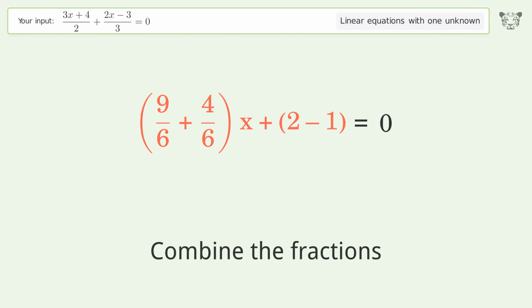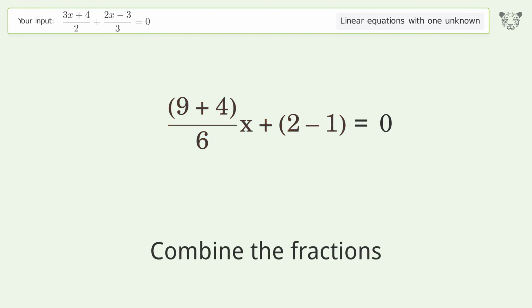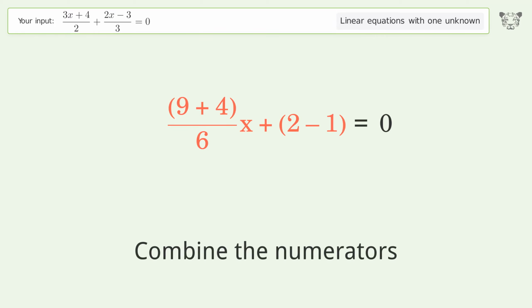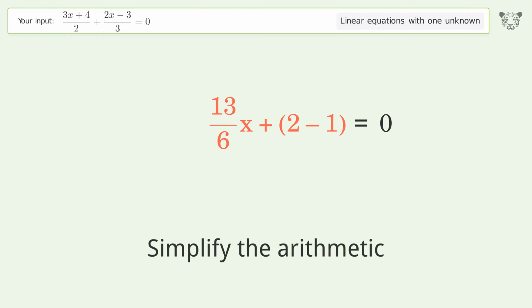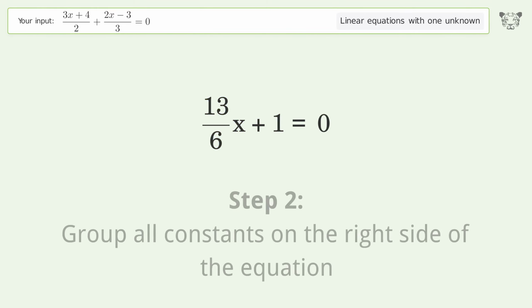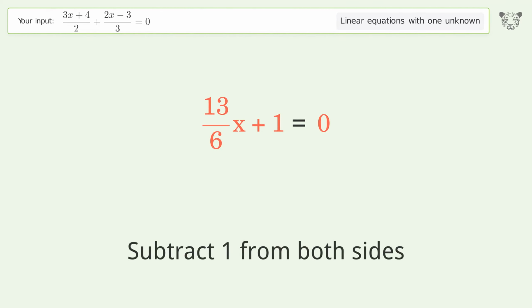Combine the fractions. Combine the numerators. Simplify the arithmetic. Group all constants on the right side of the equation. Subtract 1 from both sides.